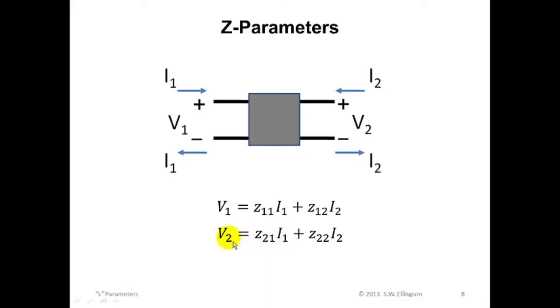Now you have to be careful, because Z21 does not tell you V2 given I1, because V2 also depends on I2. And this is apparent from the equations. In other words, the relationship between V2 and the port currents depends on both Z21 and Z22.